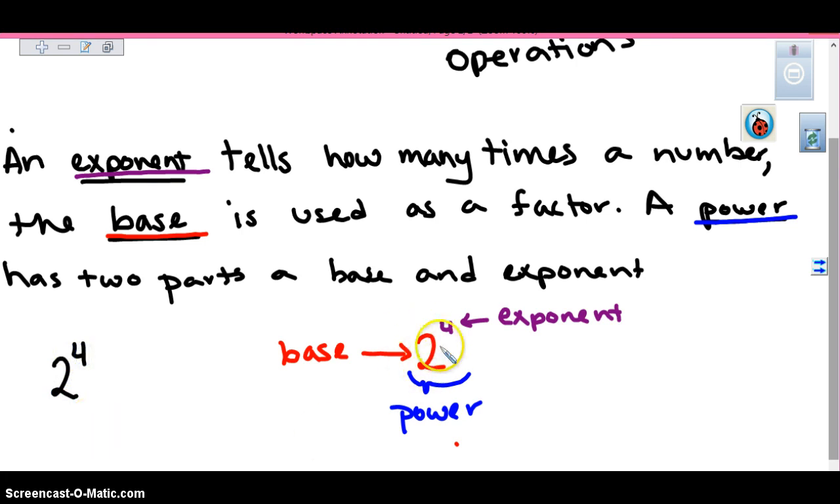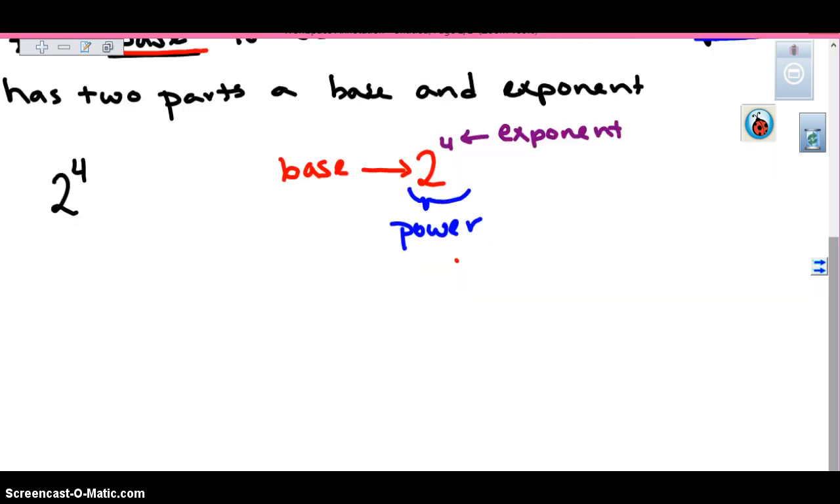2 is the base, 4 is the exponent. The exponent 4 tells us how many times we're multiplying the 2, the base. 2 to the fourth power is the power. So how would we simplify this? How would we simplify 2 to the fourth power?